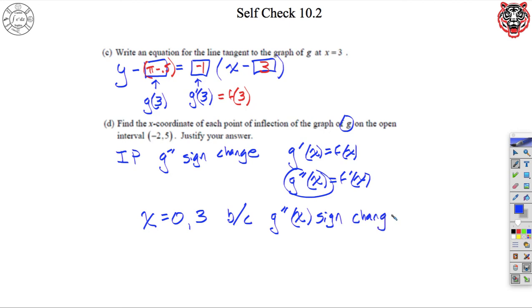It's okay to get it wrong now. This is just the self-check. Now you know for the pretest what to put. You need to put G double prime sign change. Perfect. Let's go on to self-check 10.3.